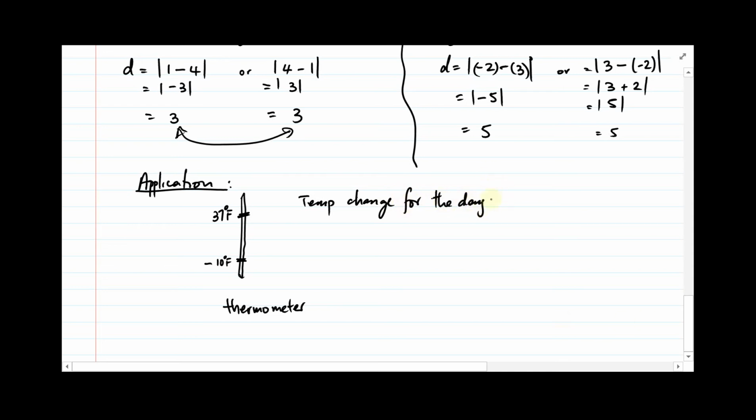That would just be equal to my difference in temperature. If this was a final temperature for the day, and this is the initial temperature or your morning temperature, then I could do T final minus T initial. We end up with the absolute value of 37 minus -10, so we got 47 degrees, absolute value of 47, or simply a change of 47 degrees Fahrenheit for our change in temperature for that day.